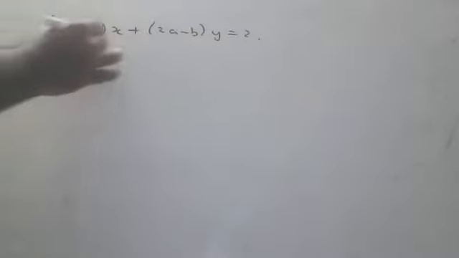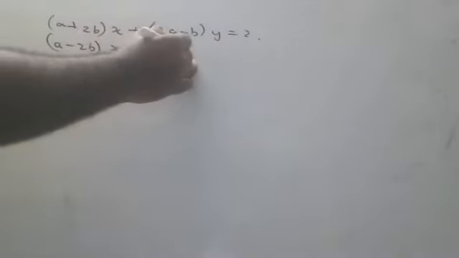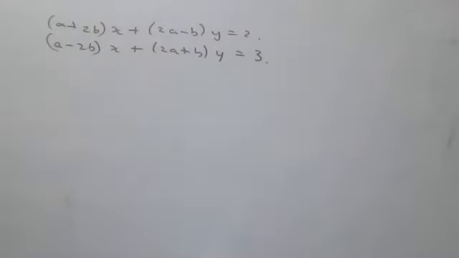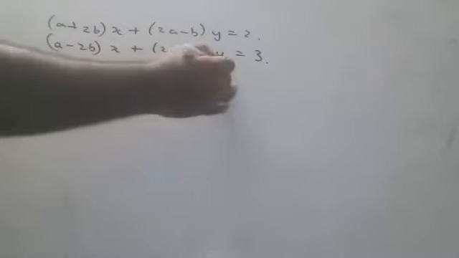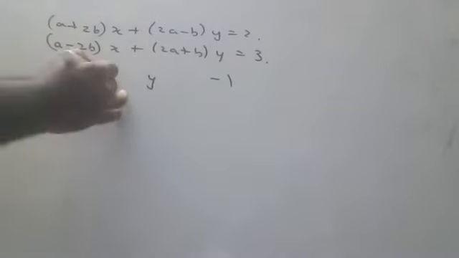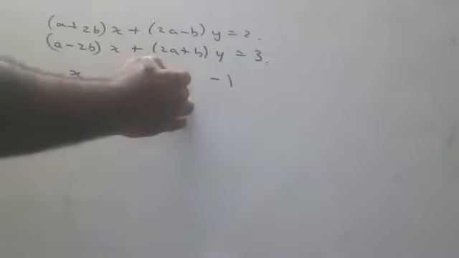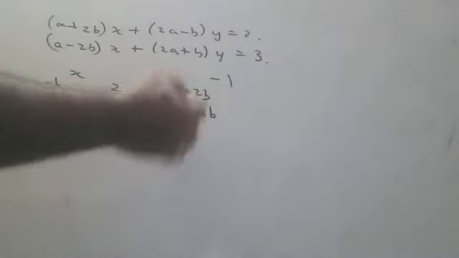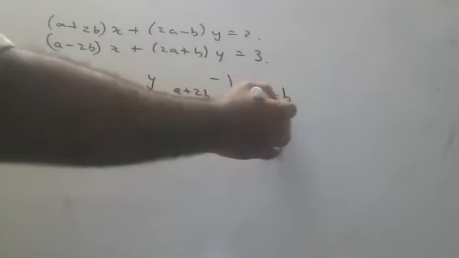So, a plus 2b into x plus 2a minus b into y is equal to 2. a minus 2b into x plus 2a plus b into y is equal to 3. Okay, children, go with the cross multiplication method. Go with cross multiplication because directly we can't cancel, it will become very difficult. Okay, x, y, minus 1, children. So start with B1, B2: 2a minus b by 2a plus b. And what is C1, C2? 2 by 3. What is A1, A2? a plus 2b, a minus 2b. What is B1, B2? 2a minus b by 2a plus b.